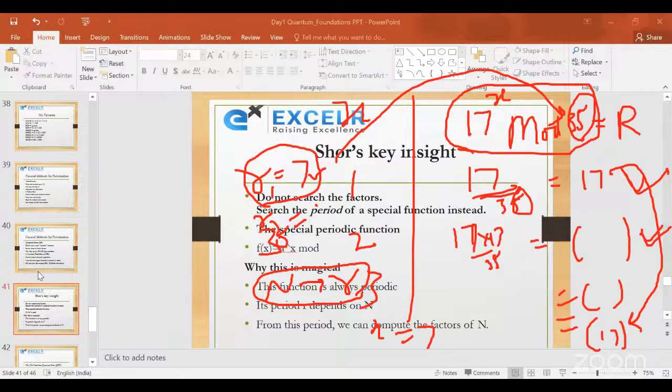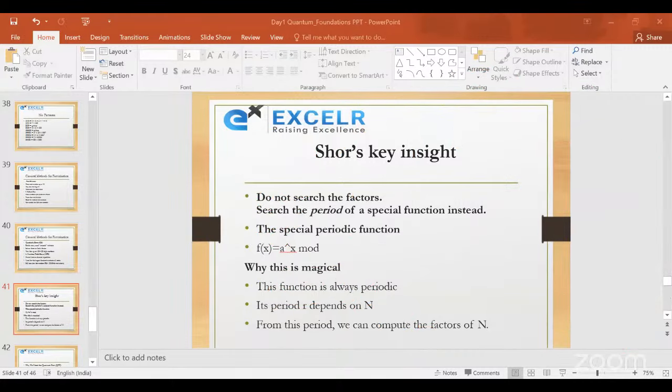Okay. Now, in this way, we are taking this modulo function and reducing the problem of factorization to the period finding problem. Why choose this modulo function? Because it is periodic, and furthermore, its periodicity is related to the number we want to factor. That depends on capital N.